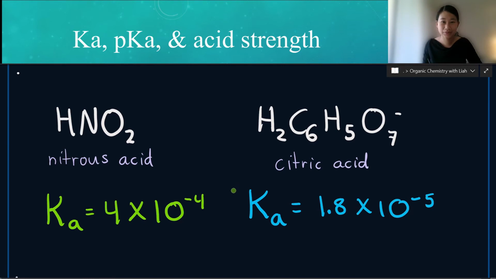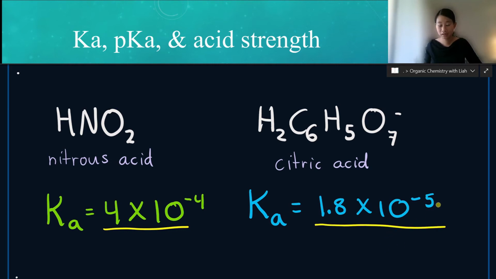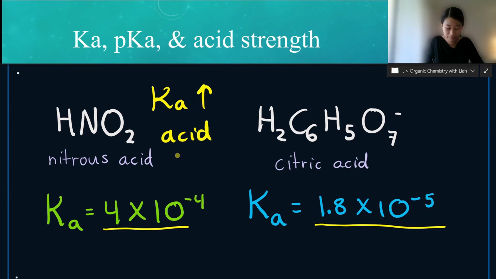Now let's go through some examples. We're going to compare nitrous acid with citric acid. And we are given the Ka values. Nitrous acid has a Ka of 4 times 10 to the negative 4, and citric acid has a Ka value of 1.8 times 10 to the negative 5. So which one do you think is the stronger acid? Nitrous acid or citric acid? So remember our trend. As Ka values go up, our acid strength also goes up. And so we know that the acid with the higher Ka value will be our stronger acid.